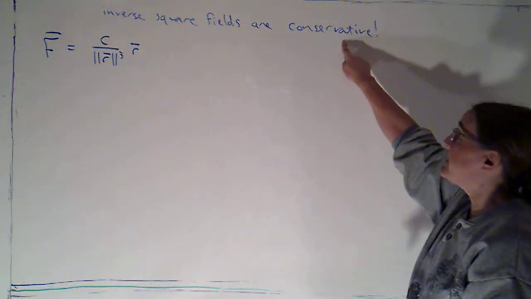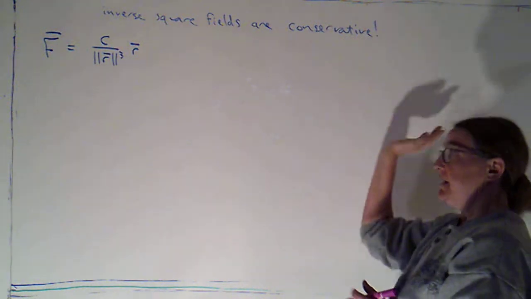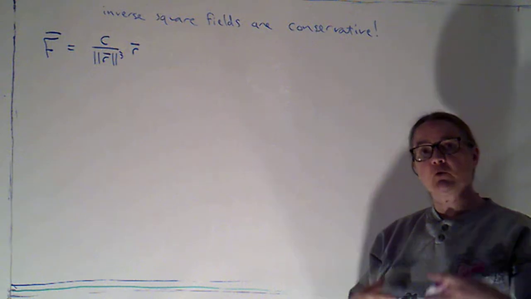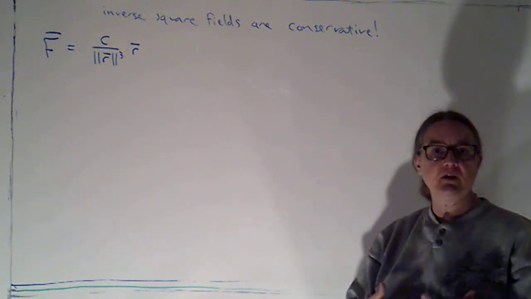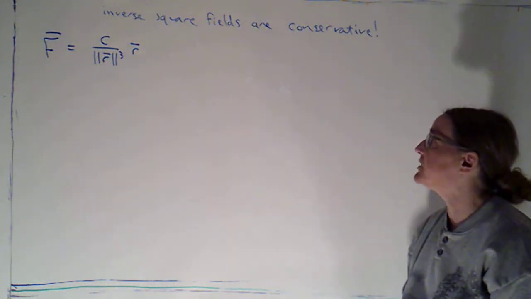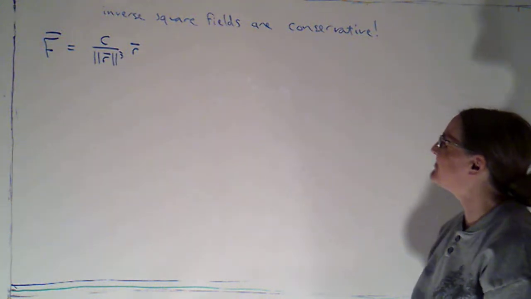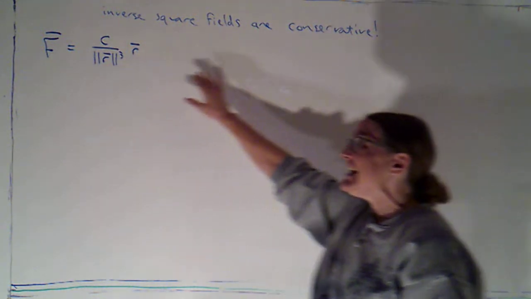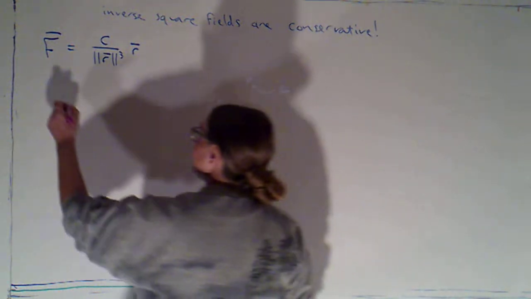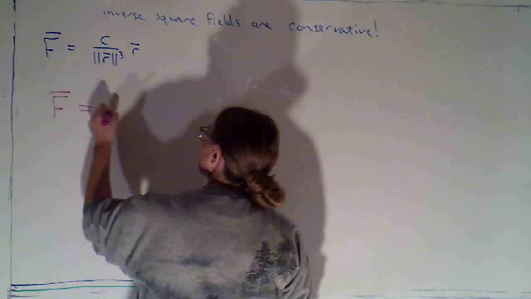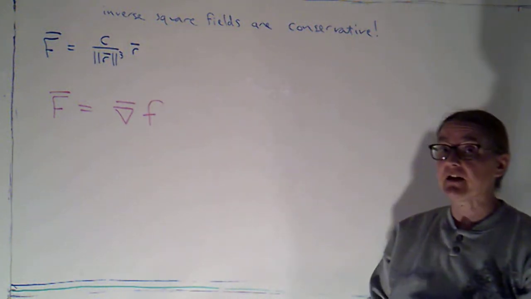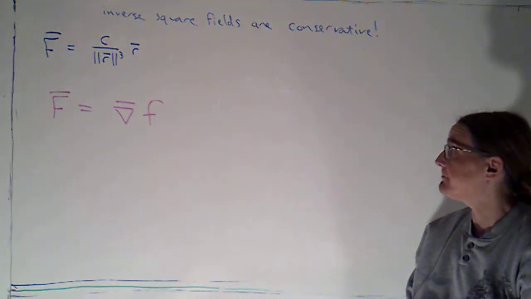Now, that's not to say that every conservative field is an inverse square field. It's conservative, remember, if it's the gradient field for some real valued function that we call a potential function, okay? But every inverse square field is the gradient of some potential function. So I could write F as the gradient of some real valued function f, little f.